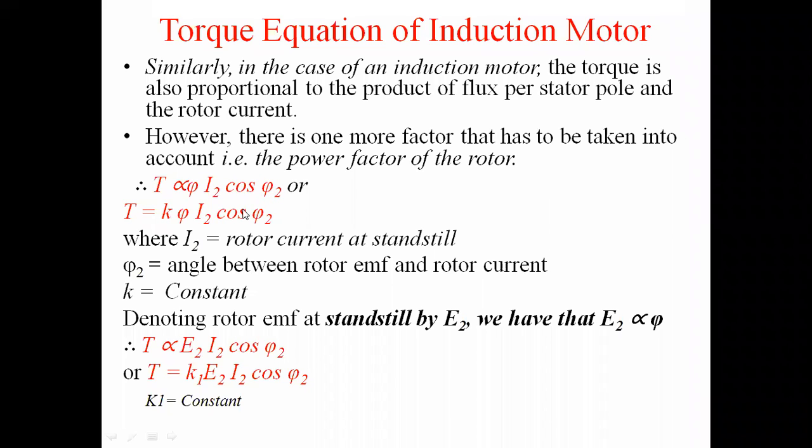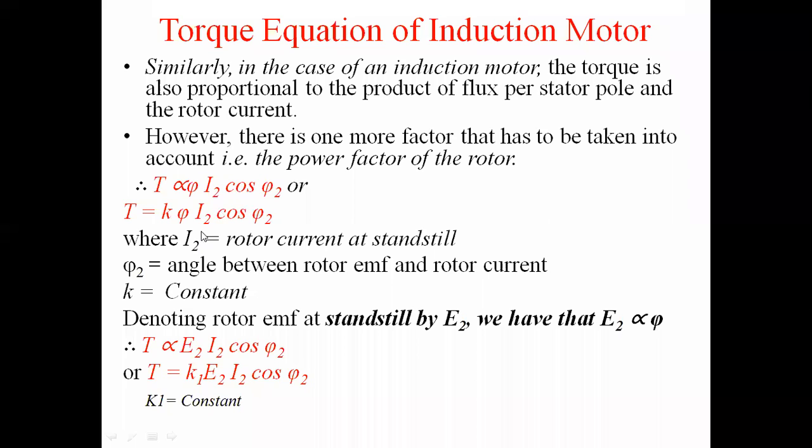Okay, so basically the torque equation of the induction motor is T proportional to φ into I2 into cos φ2. That means torque is proportional to the flux into rotor current into rotor power factor, where I2 equals the rotor current at standstill and φ2 is the angle between rotor EMF and rotor current. So this cos φ2 is nothing but the rotor power factor.